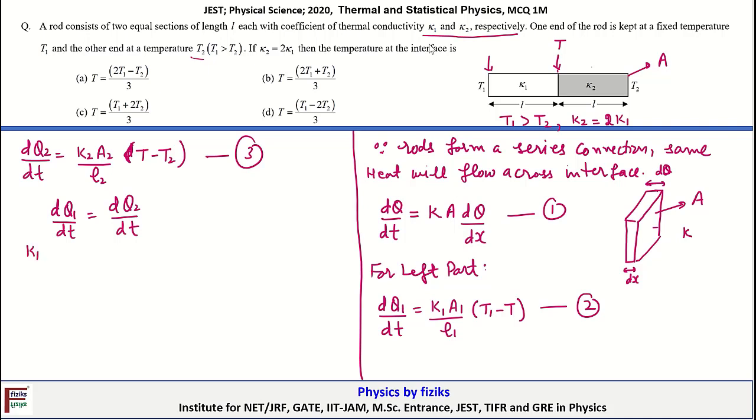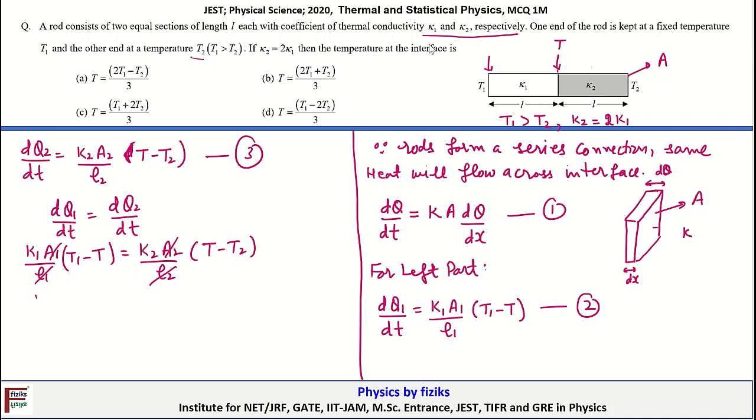So that means K1 A1 upon L1 into T1 minus T is equal to K2 A2 upon L2 into T minus T2. But note that L1 is equal to L2, that is equal to L, so that will cancel. A1 is equal to A2, that is equal to A, because the cross section area is the same for both rods, so they will cancel with each other. And further, it's given that K2 is equal to twice the value of K1.